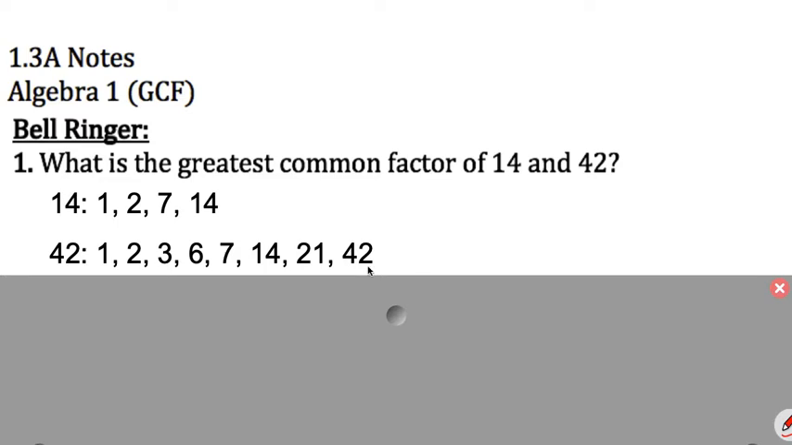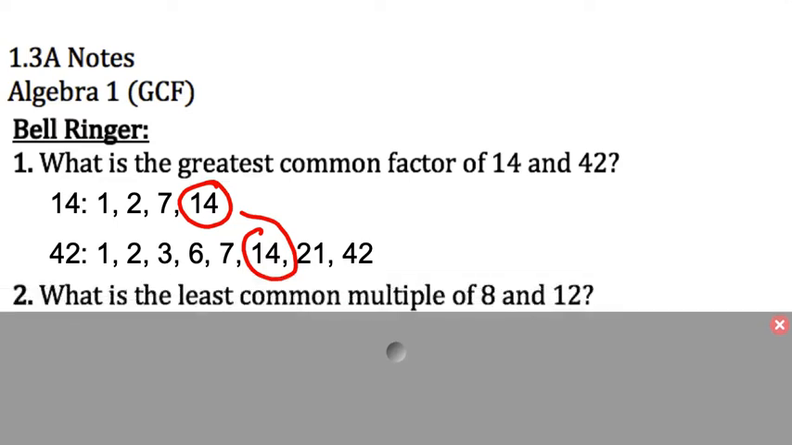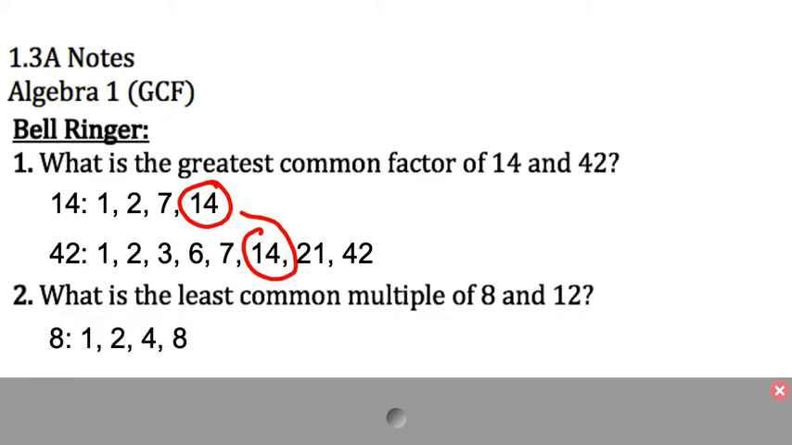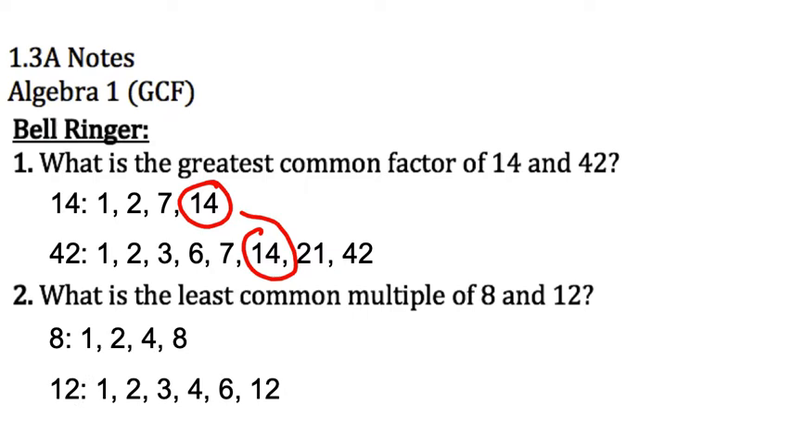One of the common mistakes that I get a lot here is people will say, well, 7 is the biggest number, but actually 14 is the biggest number that they both have in their list. Just keep that in mind because a lot of times that is a common mistake. All right, next bell ringer. Least common multiple of 8 and 12. I got the lists written right here. So let me get rid of this screen. Here we go. So the biggest number that these both have in common would be 4.